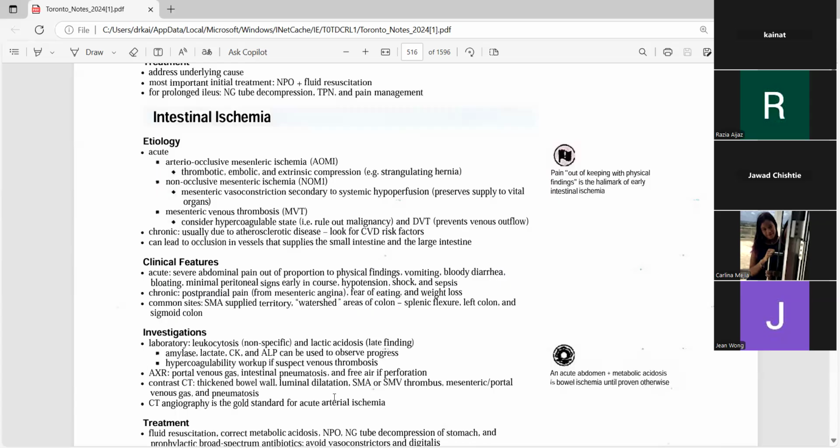CT scan, CT angiography is the gold standard for acute arterial ischemia. Although in our daily practice, we don't do CT angiography. It's a very family medicine thing. In emergency, we don't do it. But if they ask for one gold standard, now I think we got the word here. These are the words that they would like to ask you in the scenarios. Like, do you know the gold standard for whatever the diagnosis is? To make the diagnosis, the thing is different, but the gold standard is different.